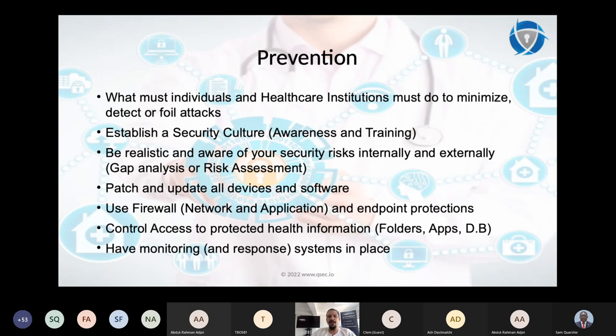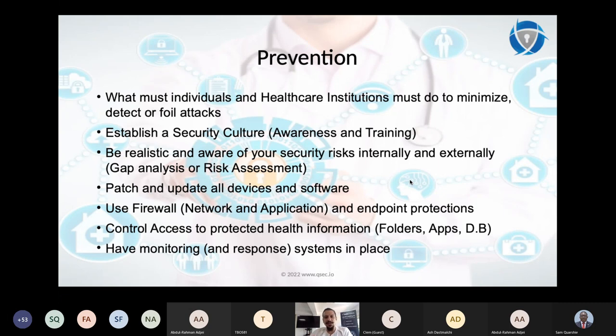But this awareness needs to be created by having sessions like this, getting them to join public sessions, having internal sessions, having banners going up, and, like Sam was saying earlier, going around the office and just seeing what the culture is. Are these people using sticky notes, putting their passwords on the screens and on the keyboards? If that's the case, then we should go around and tell them this is not best practice, and use password managers to keep passwords secure.